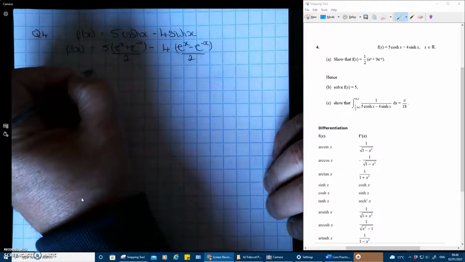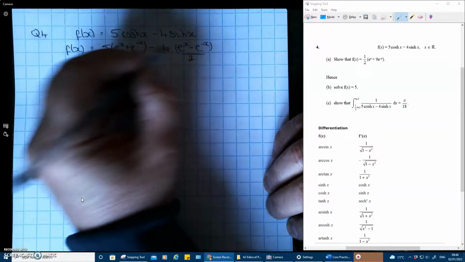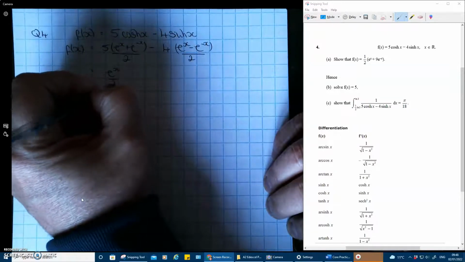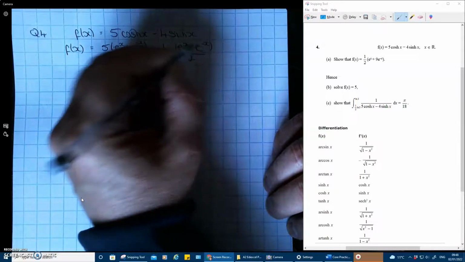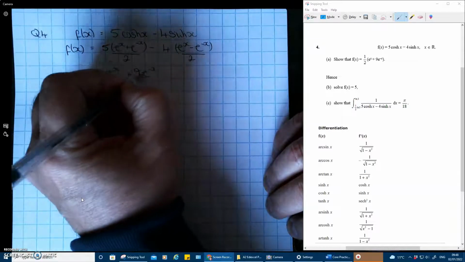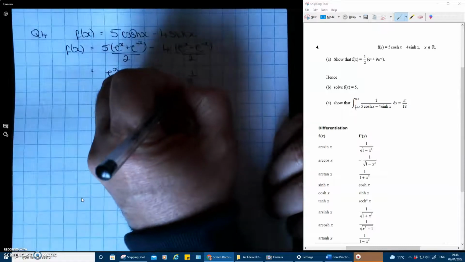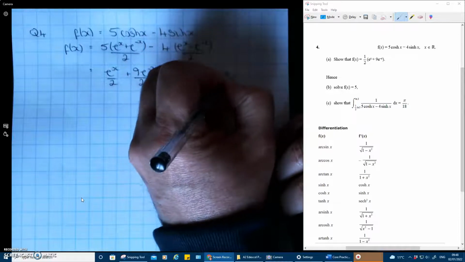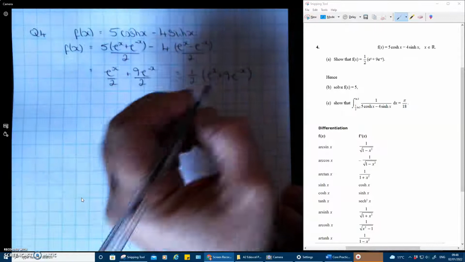And then we're just going to expand this out. 5e to the x, take away 4e to the x, it's e to the x over 2. And 5e to the minus x plus that is plus 9e to the minus x over 2, which equals a half e to the x plus 9e to the minus x, as required.